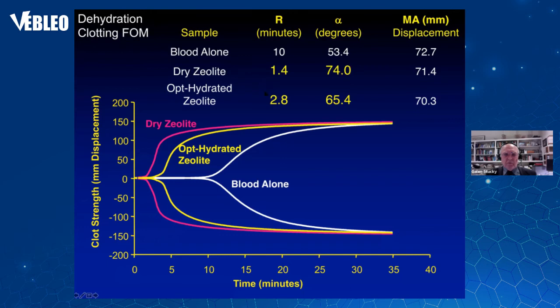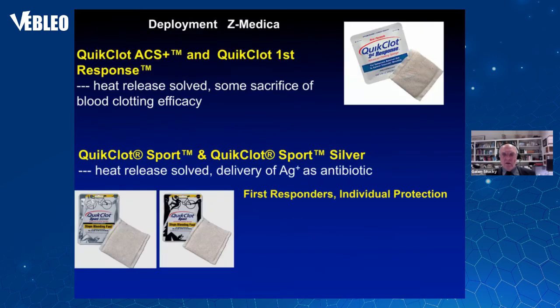Basically, the optimum hydrated zeolite took about twice as long to initiate the clotting as did the totally dehydrated one, and it didn't clot quite as fast as shown by this quantity alpha, and the displacement was a little bit less, but it was definitely an improvement over the dry zeolite. We had no burns, and there was also improvement, of course, over not applying anything. And so that led to deployment.